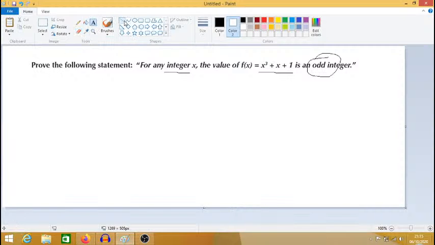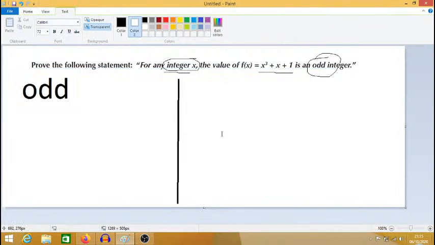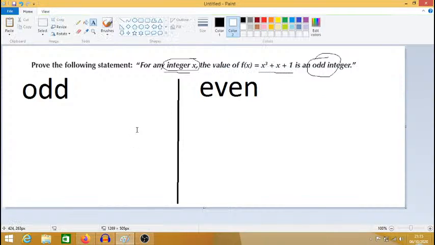So let's split our possibilities for the x as our start number. It could be odd or it could be even. If it's not odd, it's not even, then there's no other possibility. Any number you're going to put into this equation has to be one of those two. It has to be either odd or even.